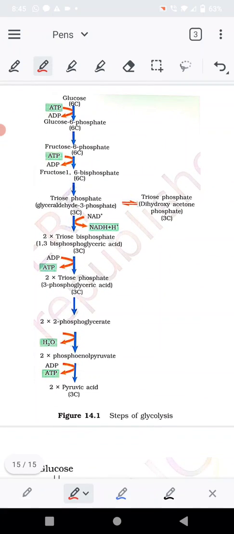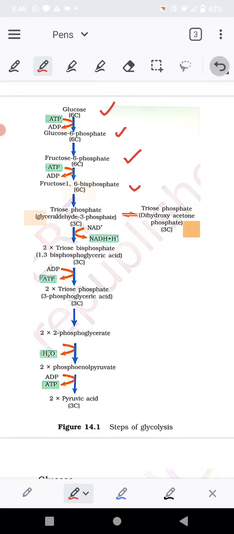Now let us discuss the first cycle, that is glycolysis. This topic we have already done in class, so I am just going to give a recap. In glycolysis we have our substrate, glucose. Glucose is a 6 carbon compound, and it is converted into glucose 6-phosphate, then fructose 6-phosphate, then fructose 1,6-bisphosphate, and then triose phosphate or dihydroxyacetone phosphate. Here we had the 6 carbon compound, and now these are 3 carbon compounds, and they are able to convert to each other.